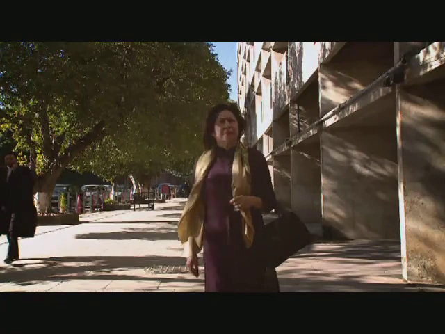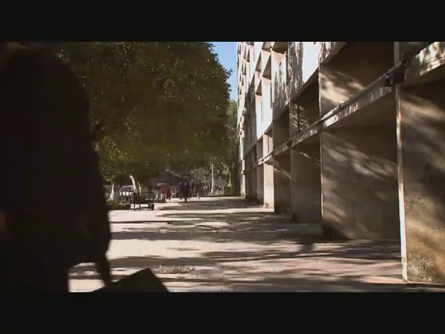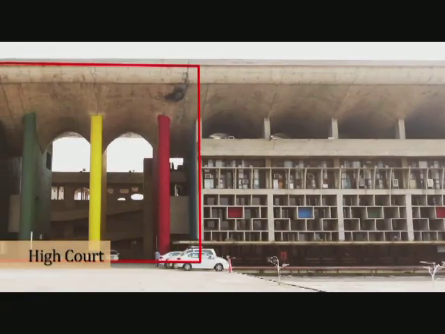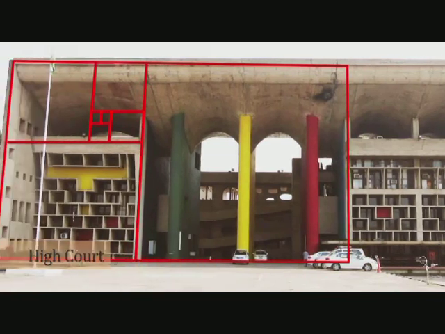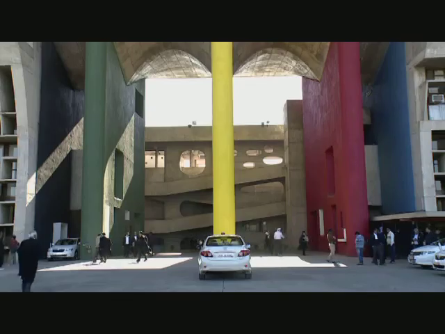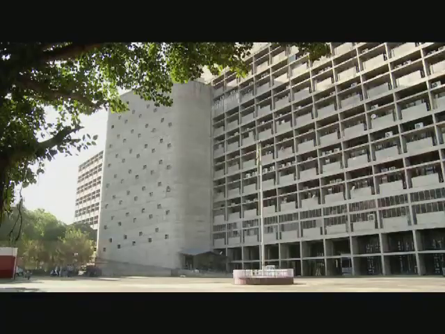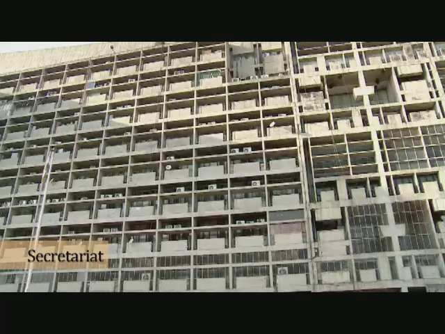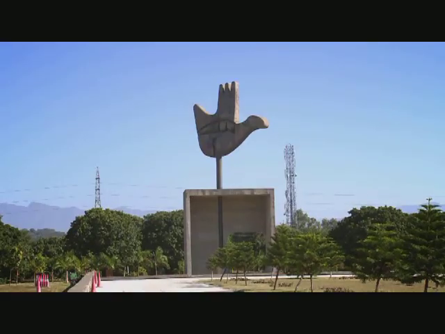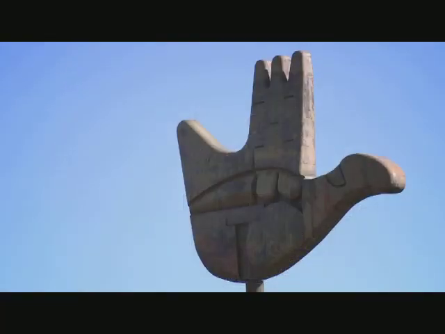Many of the key structures in the city also reflected this ratio. Like at the High Court, where the golden ratio is reflected in the marvelous main structure along the pillars and the windows. Similarly, the golden ratio can be seen in every window section of the Secretariat. Incorporated in this scenario is the famous hand of the modular man.